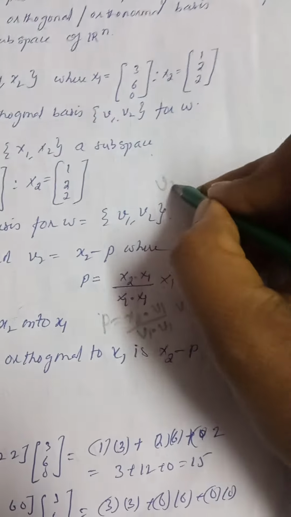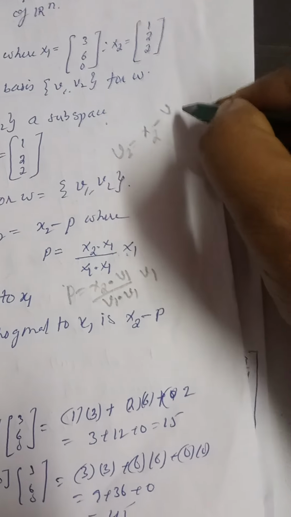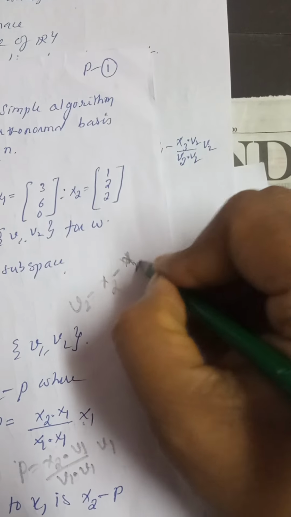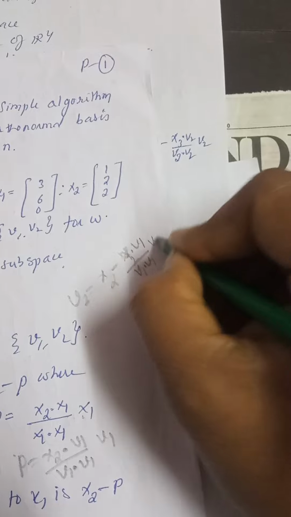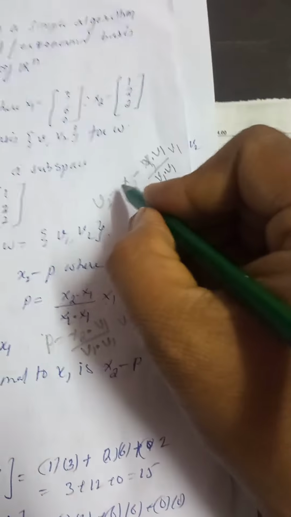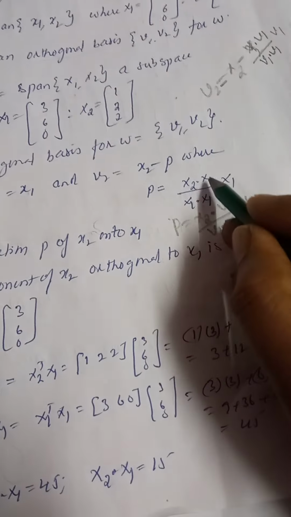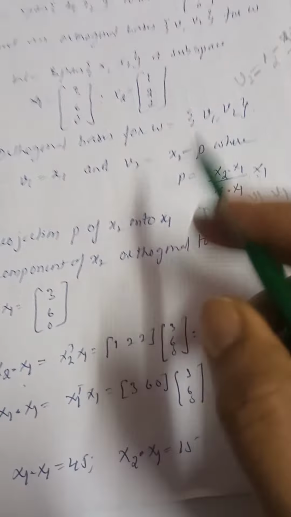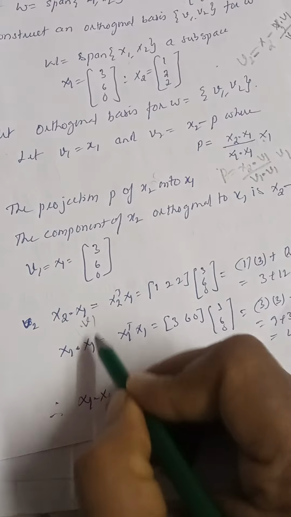Now what is v2 here? v2 you can write as x2 minus, what you have to write? (x2 dot v1) by (v1 dot v1) into v1. That is the formula. Now we need to find x2 dot v1, or you can say x2 dot x1, because v1 is equal to x1. v1 is nothing but x1 here.